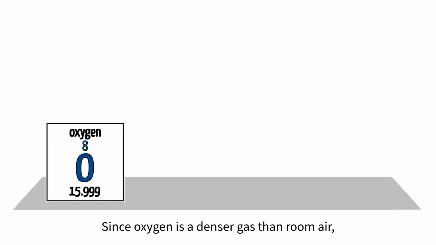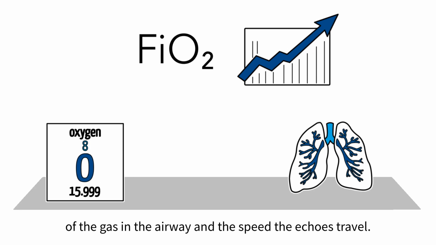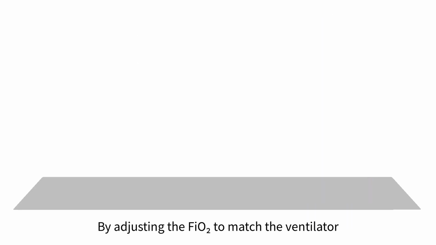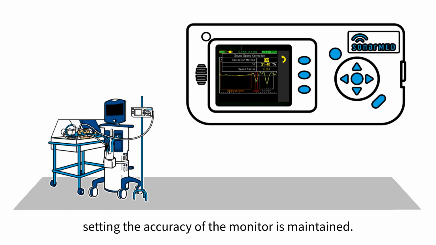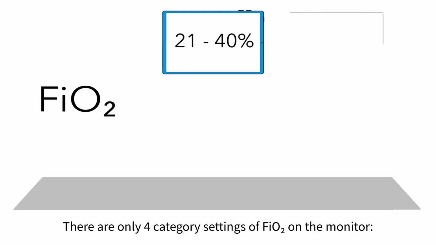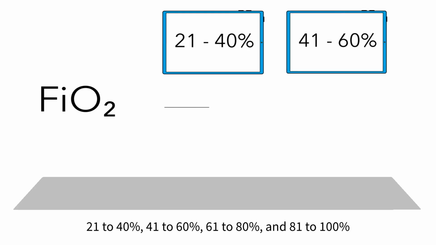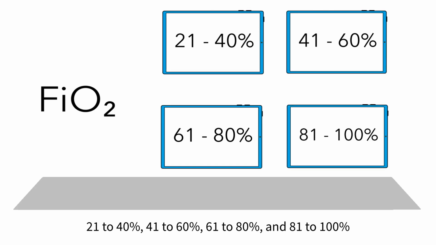Since oxygen is a denser gas than room air, as the FiO2 is increased, it will change the density of the gas in the airway and the speed the echoes travel. By adjusting the FiO2 to match the ventilator setting, the accuracy of the monitor is maintained. There are only 4 category settings of FiO2 on the monitor: 21 to 40%, 41 to 60%, 61 to 80%, and 81 to 100%.